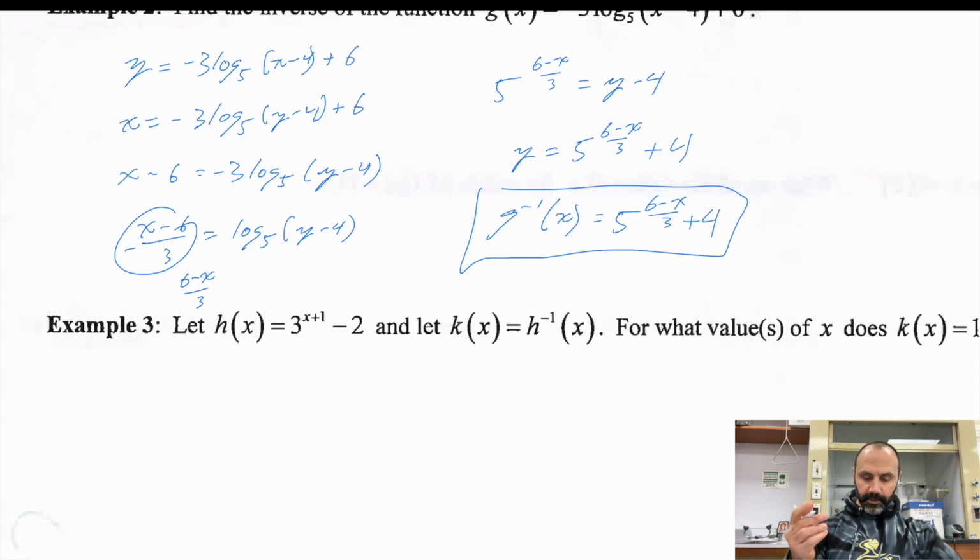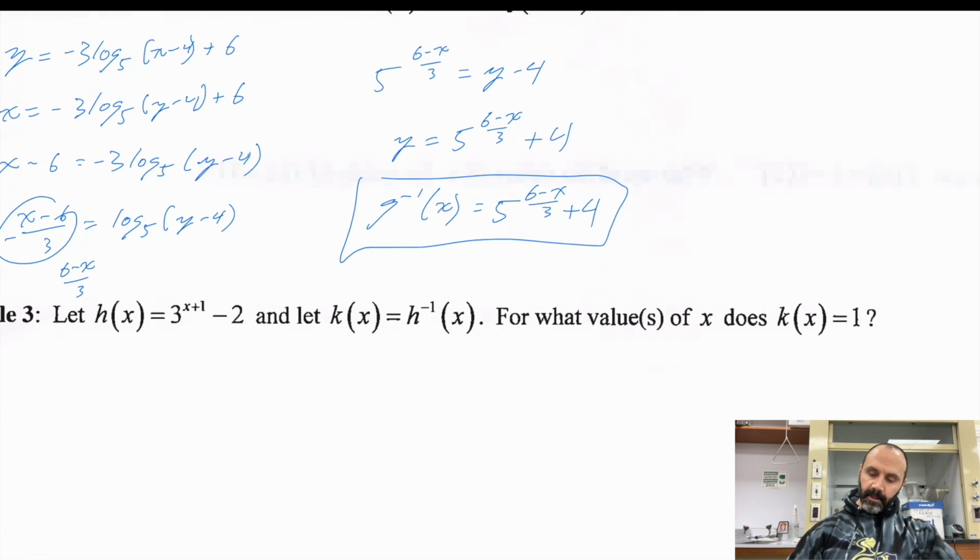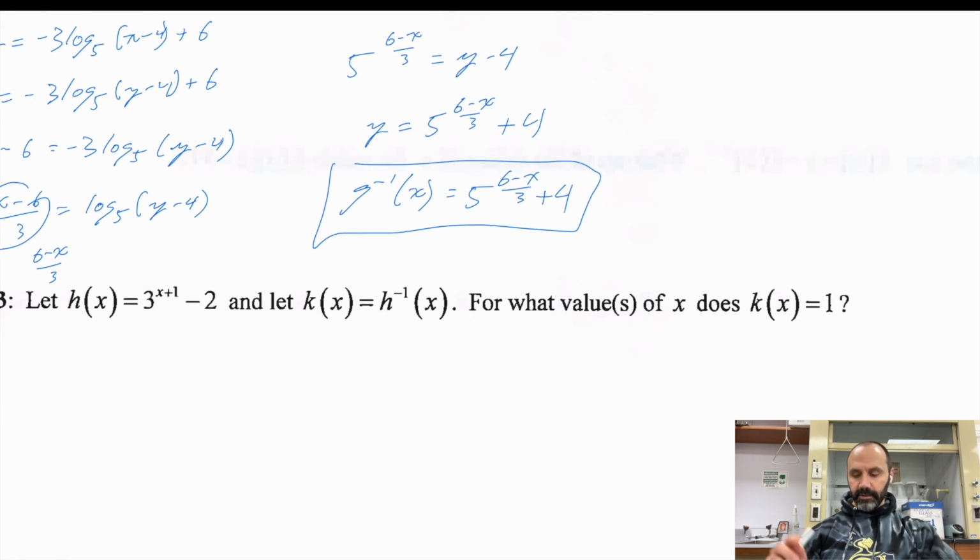All right, for example 3, here they give us a function, and then they tell us that k of x is the inverse of h of x. So we've got k of x and h of x, they're inverses of each other. It says, for what value or what values of x does k of x equal 1?